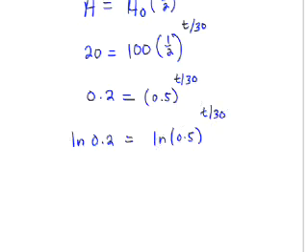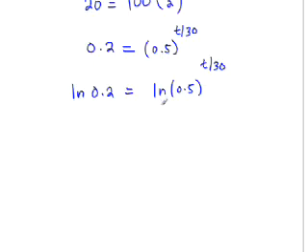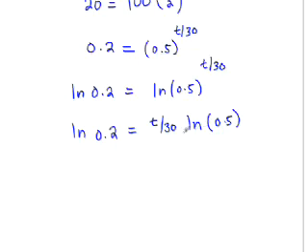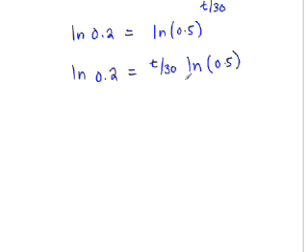So we have the natural log of 0.2 equals the natural log of 0.5 raised to the T over 30. Now we'll use a property of logarithms. The natural log of 0.5 raised to the T over 30 is the same thing as if we were to take this exponent and move it down in front of the natural log and multiply it. So the natural log of 0.2 equals T over 30 times the natural log of 0.5. And again, to solve this equation for T, we're going to divide both sides by the natural log of 0.5 and also multiply both sides by 30.